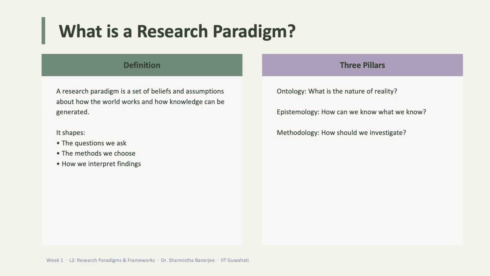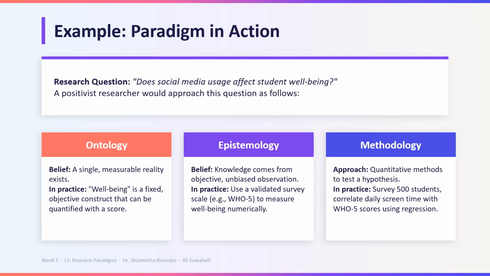So, ontology. Ontology is about the nature of reality. Is there one truth or multiple realities? Let's start with an example. Let's say my research question over here is, does social media usage affect students' well-being? Now, I am taking a positivist approach. A positivist researcher would approach this question as follows.